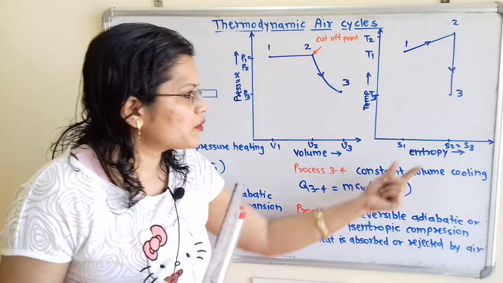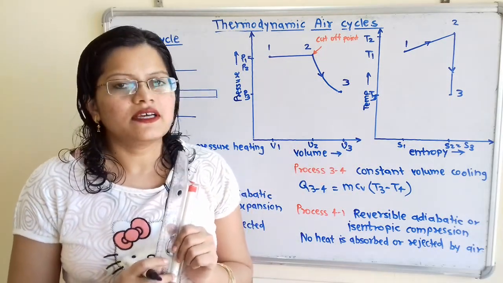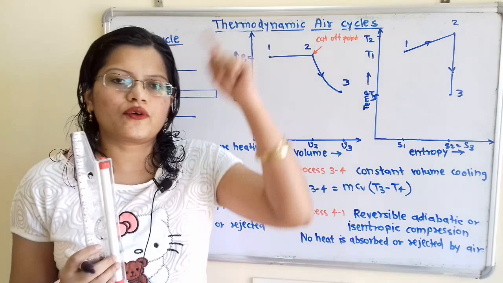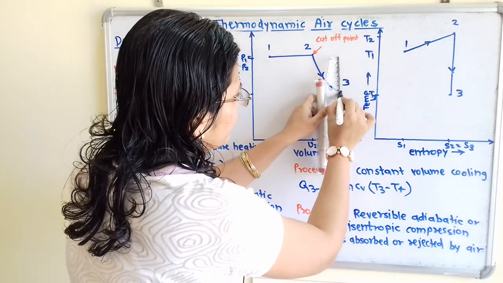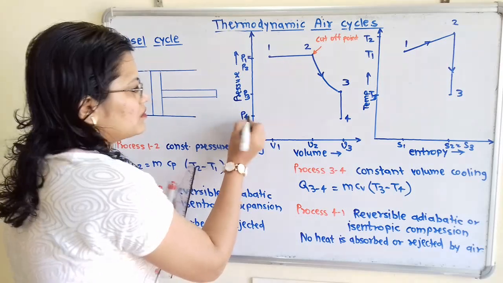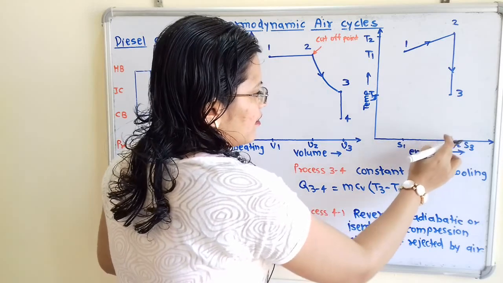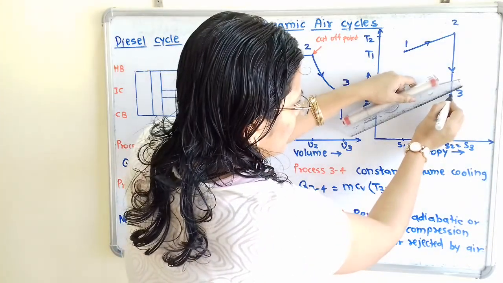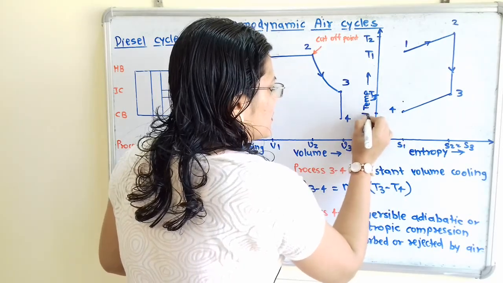Volume that we have to keep constant. Now during the cooling process, what is the effect on entropy? Whenever the cooling process is taking place, entropy is also getting decreased. While heating, entropy increases, and while cooling, entropy decreases. So I will show here the point 4 and I will say this is the pressure P4. And now we have to show a decrease in temperature and a decrease in entropy. So here I will show below T3 the point 4, and here will be the temperature T4.